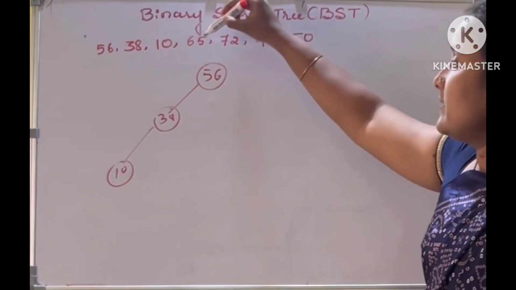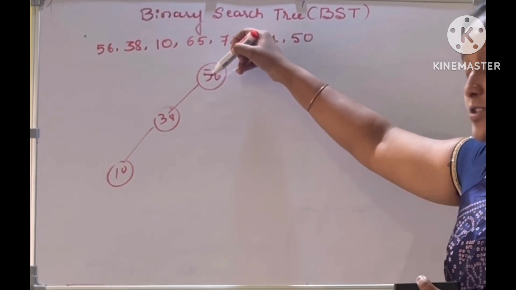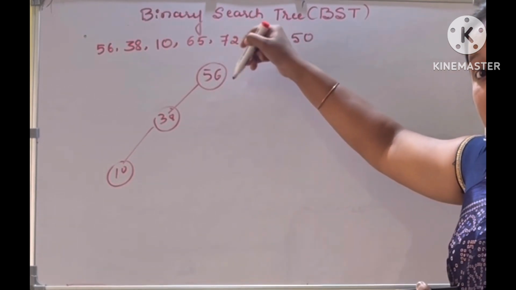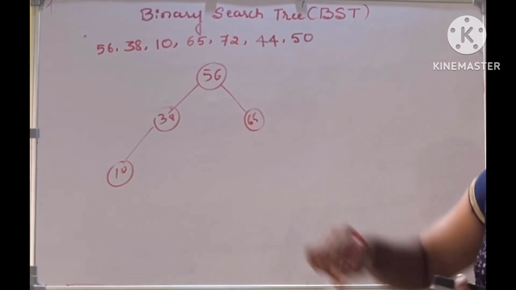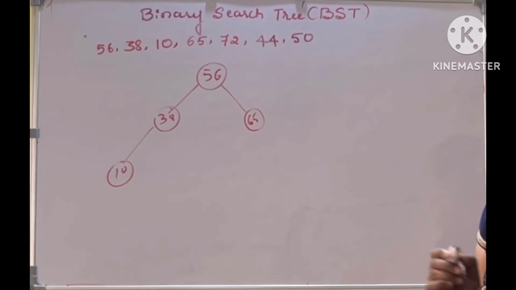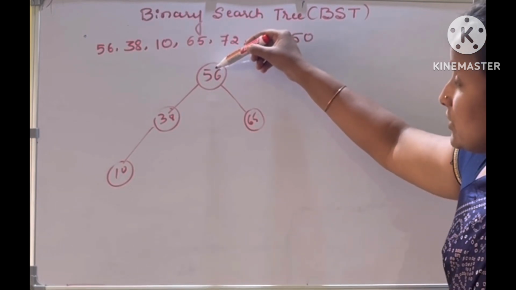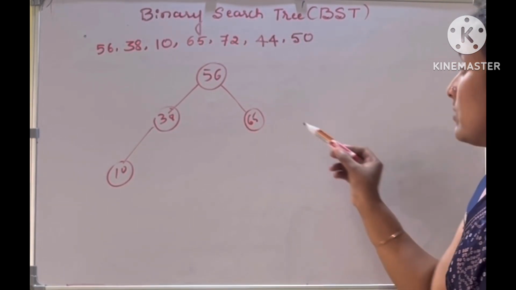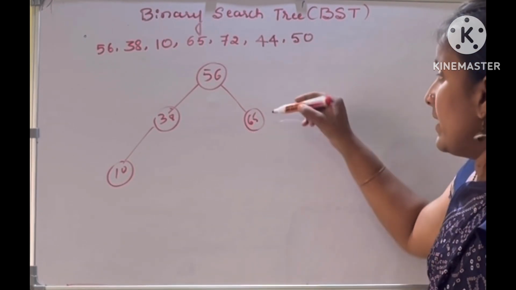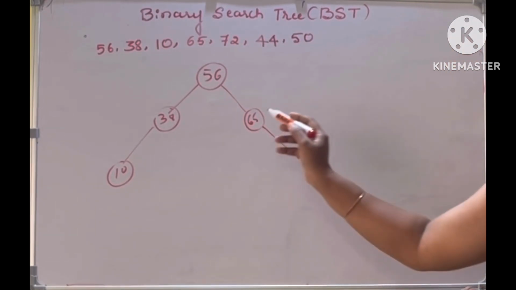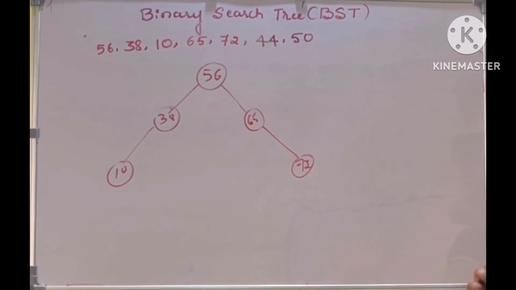Now what is the next value? That is 65. Start scanning from the parent node. 65 is greater than 56, so we should go to the right side. We draw 65 here. Now the next value is 72. Scan from here. 72 is greater than the root node, so come right. Again this is greater than this number, so we go again to the right part of 65. Draw 72 here.